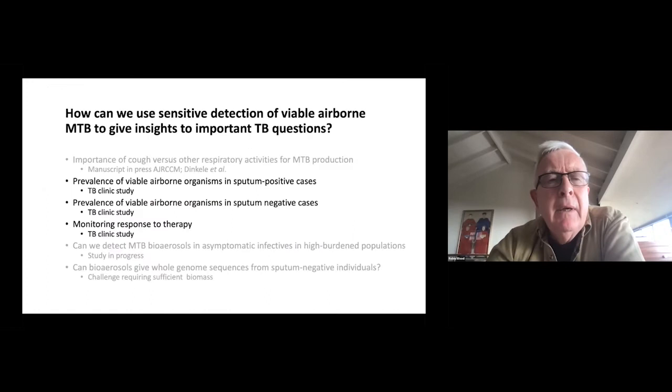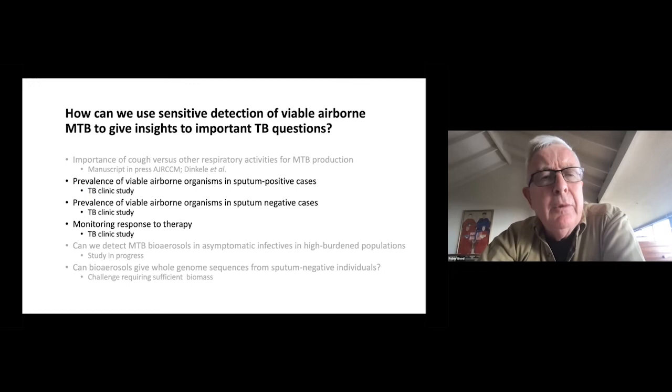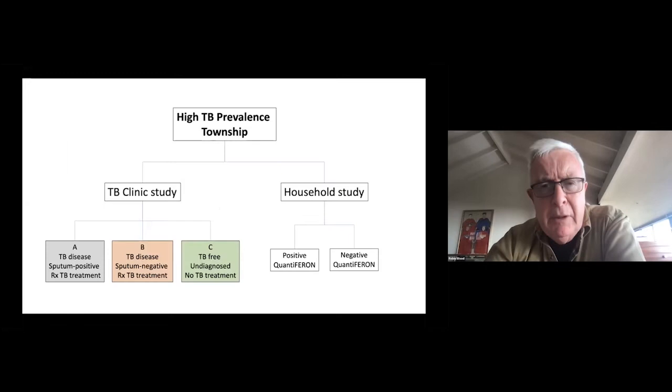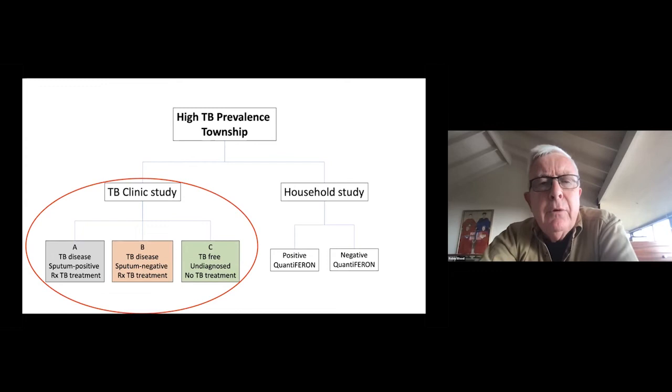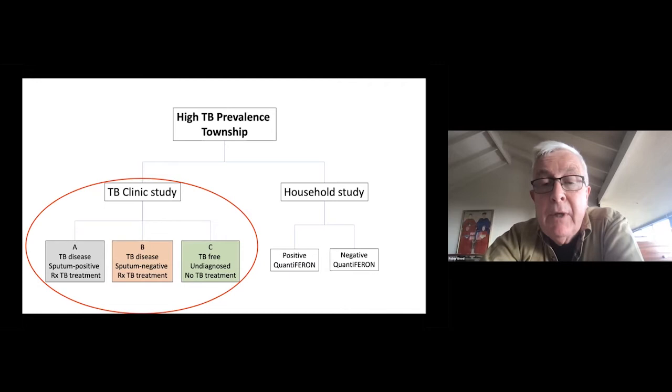So this is a study which was just coming to completion, looking at the prevalence of airborne organisms in people attending a TB clinic. If we're looking at what's driving the prevalence, the TB clinic basically separates individuals coming there into three mutually exclusive groups. The first one is TB disease, lab proven: sputum positive, GeneXpert positive. The second group is TB disease that's smear negative or sputum negative.